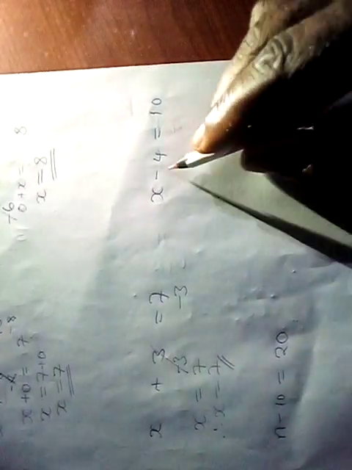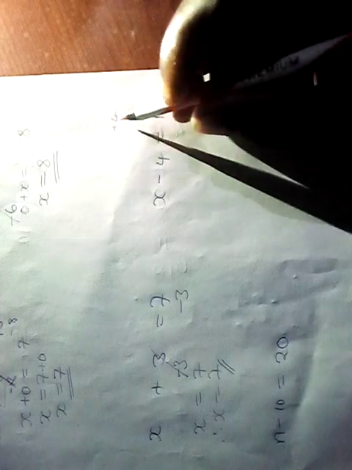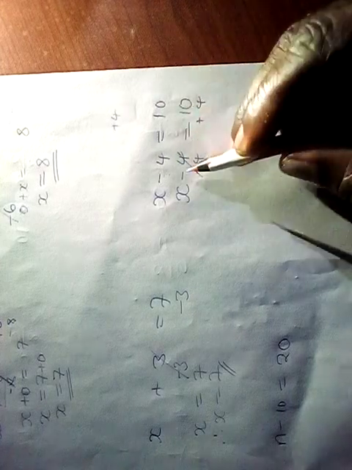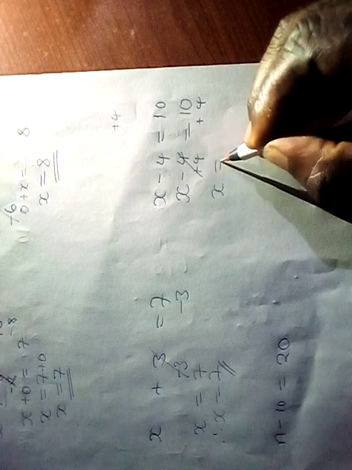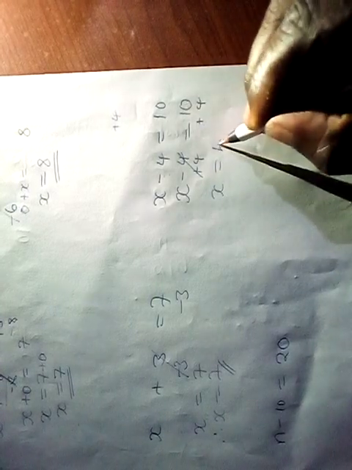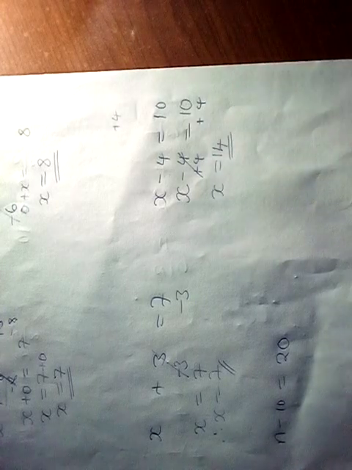Okay, then we come to this one. What's the opposite of -4? It is +4. So now instead of subtracting, we are adding because this is positive. So it will be x - 4 + 4 = 10 + 4. Whatever you do on the left side should be done on the right side. So -4 plus 4 is 0. So x is equal to 10 + 4, that is 14. So this is the answer.